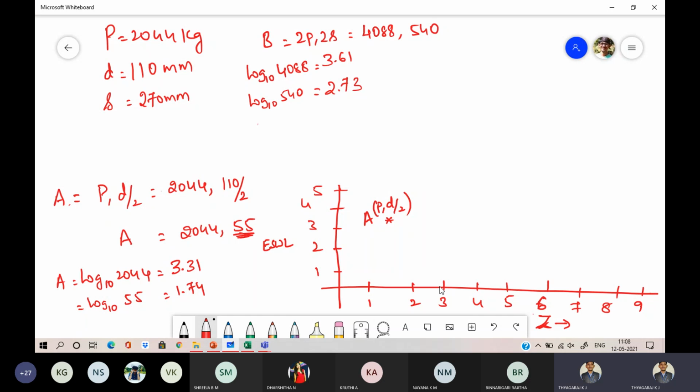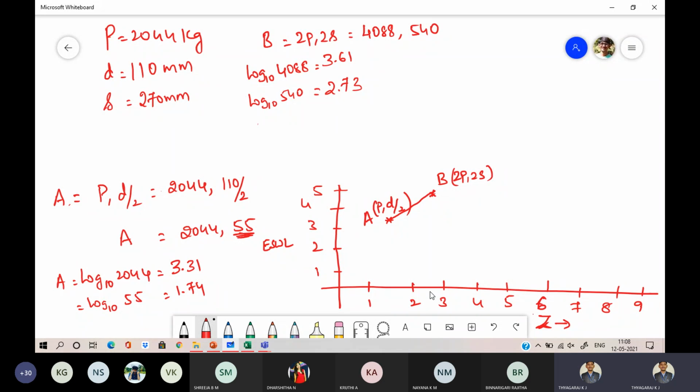Now for 2.73 and 3.61, you mark 2 lines here. We are getting very nearby points, so change the scale. I have taken 1 as the interval. You take 0.5, that is 1, next 1.5 to 2.5, likewise you can take the scale. So you will get a straight line here, 2P comma 2S. Are you getting this one? Yes, sir.